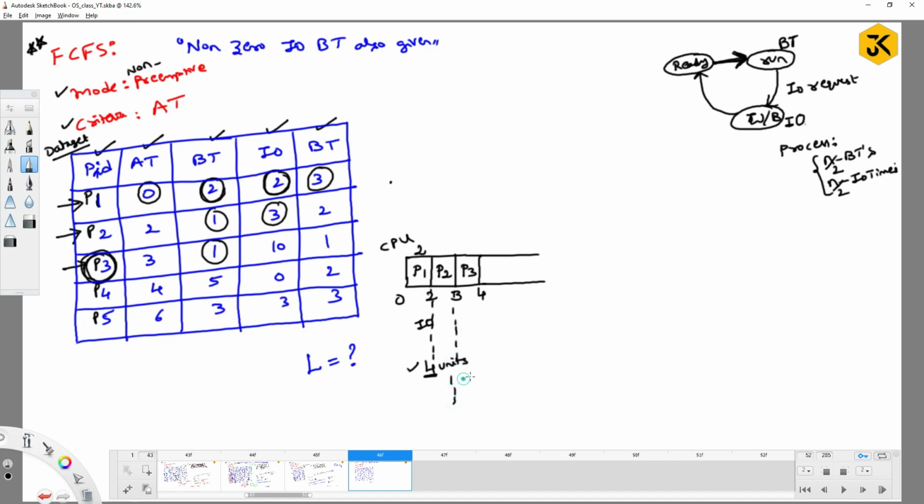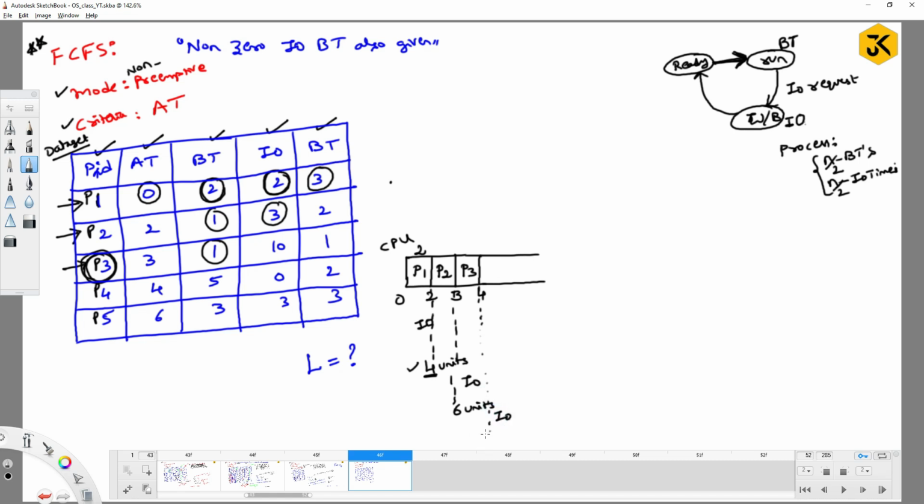So it went for IO operation. After 3 units means it will be 6 units. After 6 units it is going to definitely be available. And P3 is done with the burst time and it is going again for IO operation.